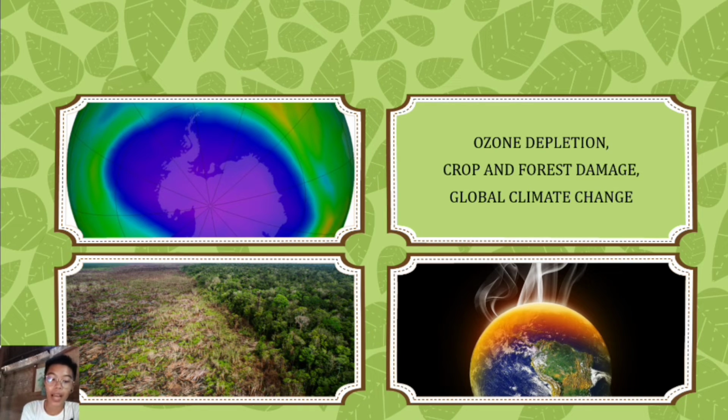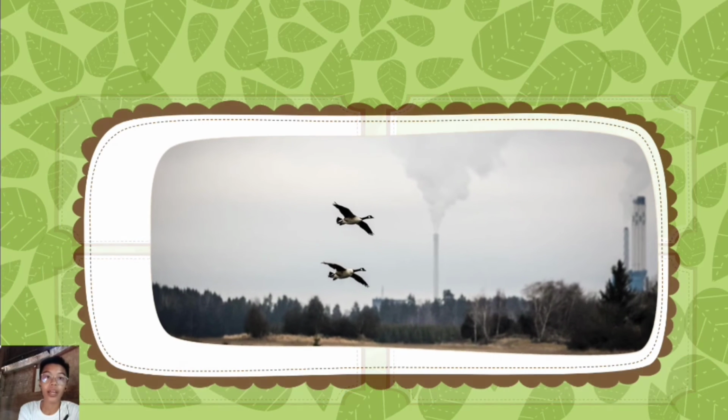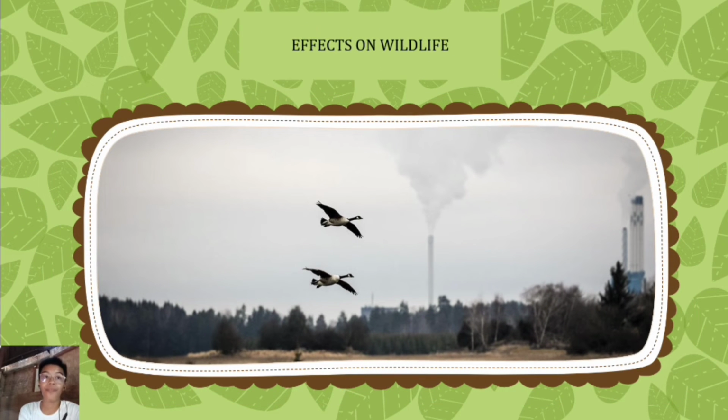As a result, the Earth's atmosphere appears to be trapping more of the sun's heat, causing the Earth's average temperature to rise, a phenomenon known as global warming. Many scientists believe that global warming could have significant impacts on human health, agriculture, water resources, forests, wildlife, and coastal areas. Lastly, air pollution also imposes effects on wildlife.